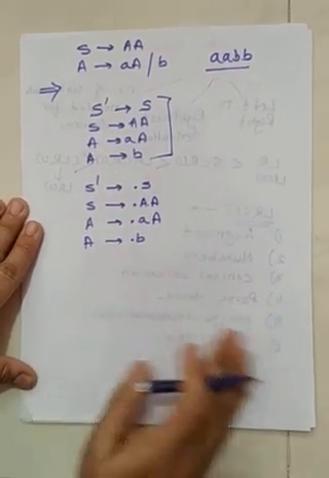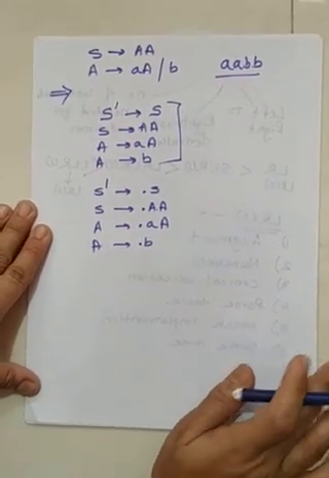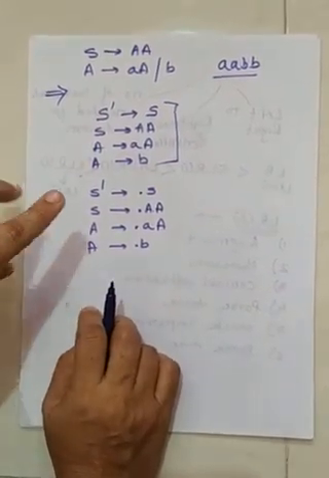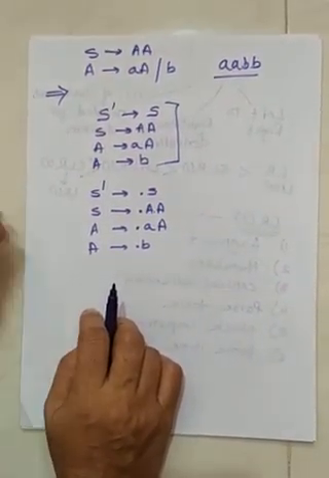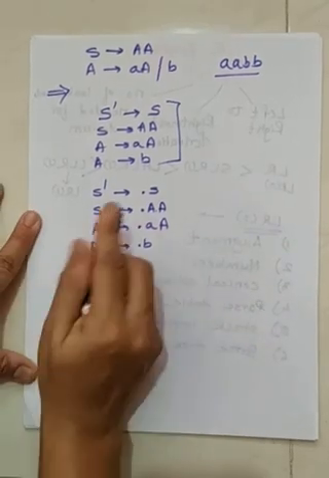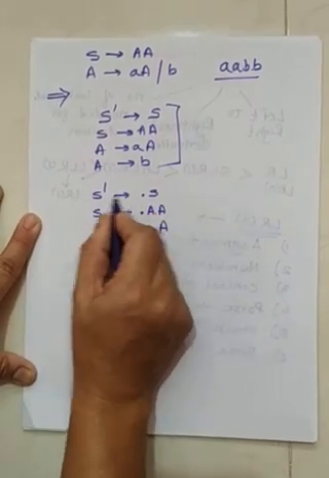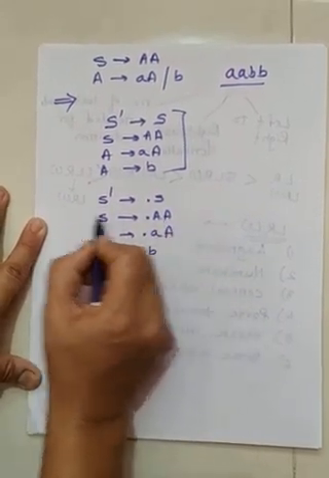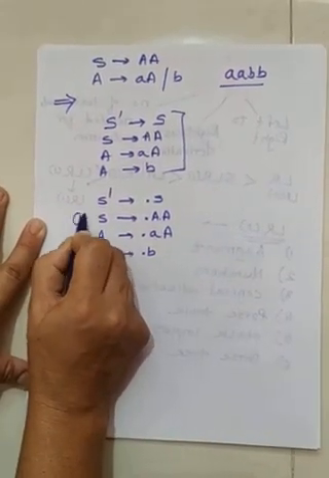Now the second step is what? Assign a number to each production. Remember that for the augmented grammar, we never assign a number. So this is the augmentation of the grammar. We skip this, and the next production S producing AA, we assign number 1.